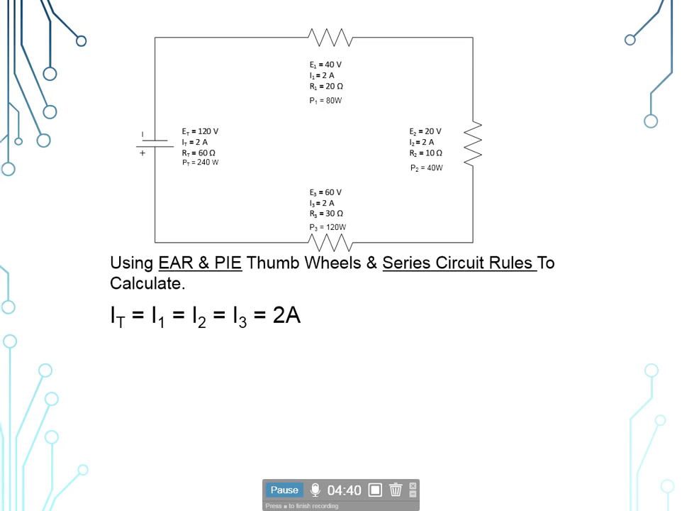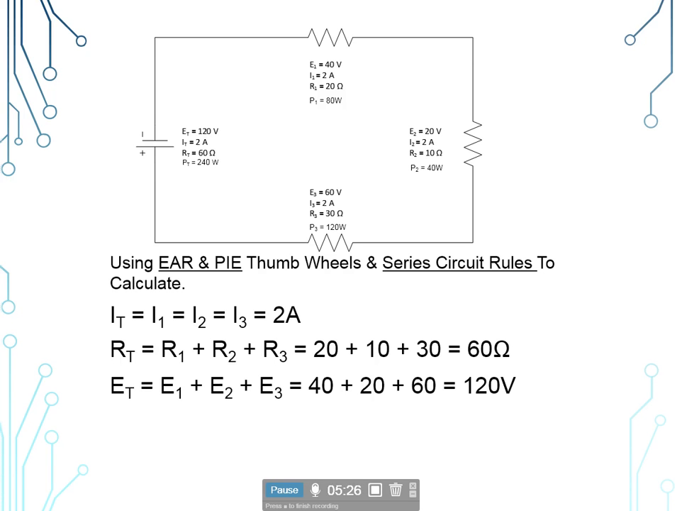So our current rule for a series circuit, that the current remains constant through all components in the circuit, we can say it as I sub t is equal to I sub 1 is equal to I sub 2 is equal to I sub 3, and in this case it would be 2 amps. Our resistance rule, the sum of the individual resistances always equals the total resistance. We could say R sub t is equal to R sub 1 plus R sub 2 plus R sub 3, which would be equal to R sub 1 of 20 ohms plus R sub 2 of 10 ohms plus R sub 3 of 30 ohms equals 60 ohms total.